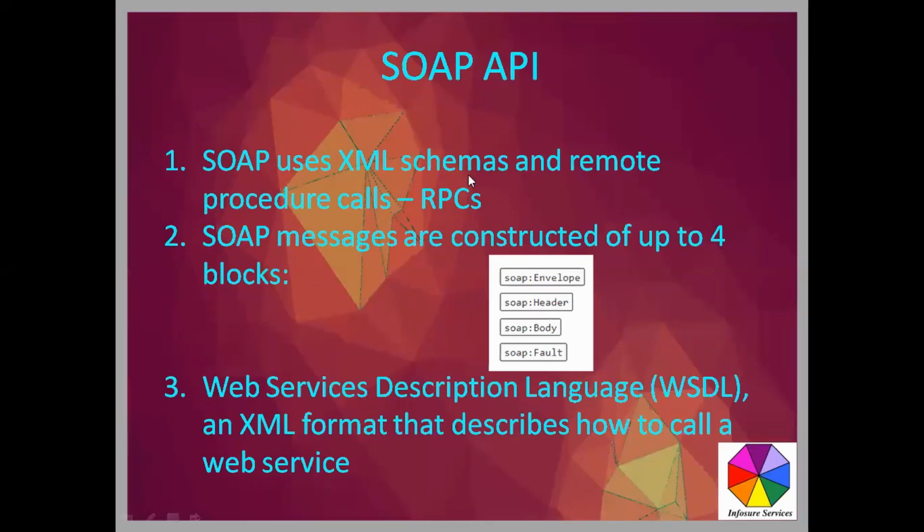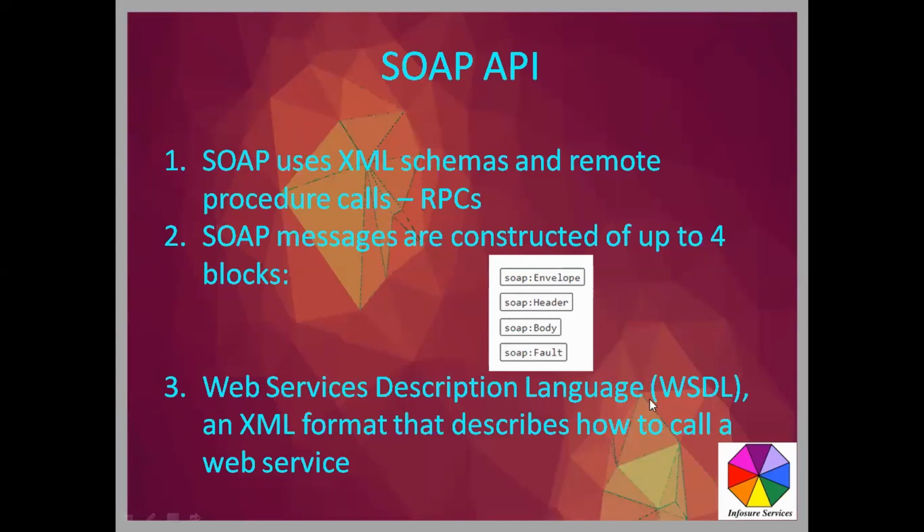SOAP uses XML schemas and remote procedure calls. So this approach is different. XML being the data exchange standard, one of the standards, even Oracle uses this, and remote procedure calls are like API calls. SOAP messages are constructed out of 4 blocks. There is a SOAP envelope. This is purely syntax. SOAP colon envelope, much like HTML. There's a header, a body and a fault. So there are 4 blocks of a SOAP message.